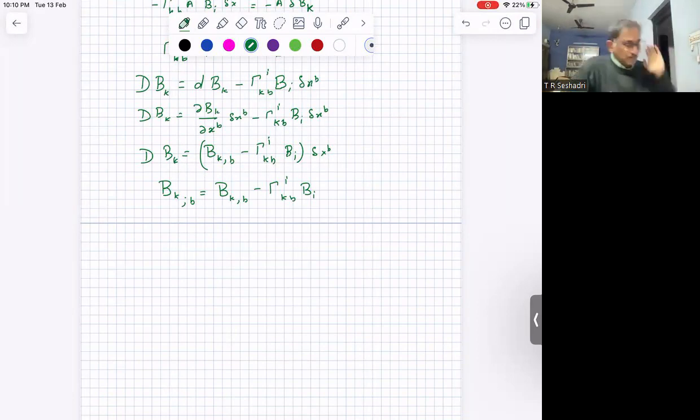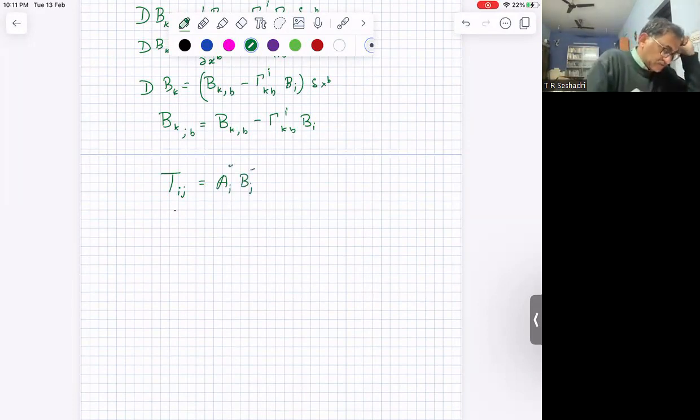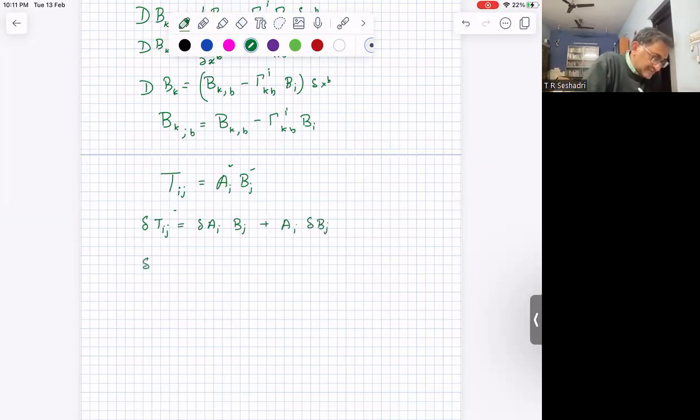Okay. So now we have got these two. Now we can get even more greedy. Let me consider a tensor T^{ij}, which is given by A^i B^j. A^i is a vector, B^j is a vector, so it's a tensor. And I want to find out δ of T^{ij}, which will be equal to δA^i B^j plus A^i δB^j.